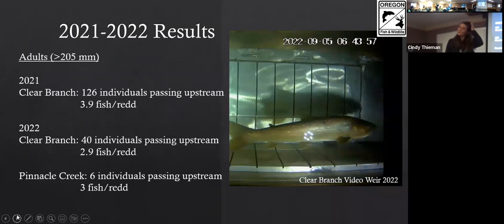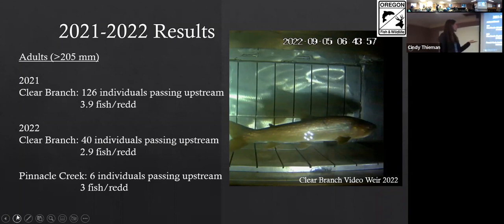Next slide. So to go over our results for 2021 and 2022. As far as adult fish, in 2021, we estimated 126 individuals passing upstream. So those are fish leaving Laurance Lake and passing upstream to spawn. What this equates to is about 3.9 fish per red. How we get to that is the number of reds we observed in 2021, and the number of adult fish that we counted. And these numbers are really similar to what the native fish program found in their late 2000s work.